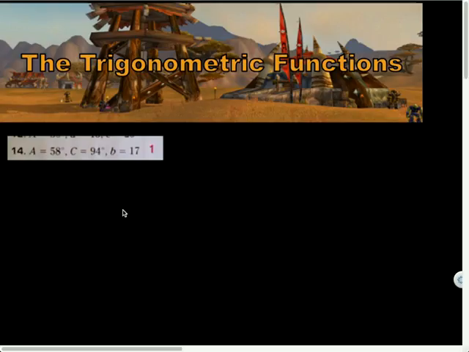So, welcome, ladies and gentlemen. Taking a look at the number of possible triangles formed by this situation. So let's draw a little picture. So C is a 94-degree angle. All right, so here's like 94 degrees, right? A is 58 degrees. I don't know, maybe that's like 58-ish. Right? So here's A, here's C, by default here's B. And side B, 17, is opposite angle B.